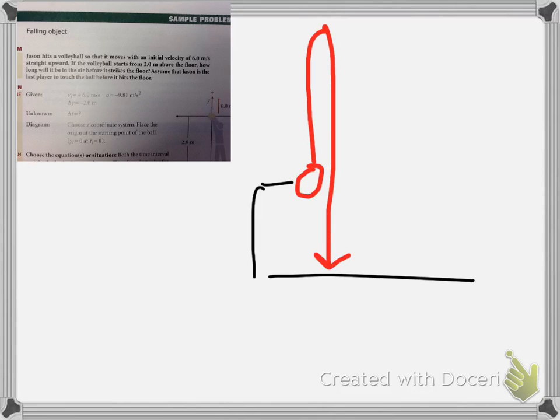We know that it started out 2.0 meters above our arbitrary 0, which is the floor. So what is its displacement? Talk at your table. Don't yell it out. Talk at your table. What's its displacement from its initial position to its final position?